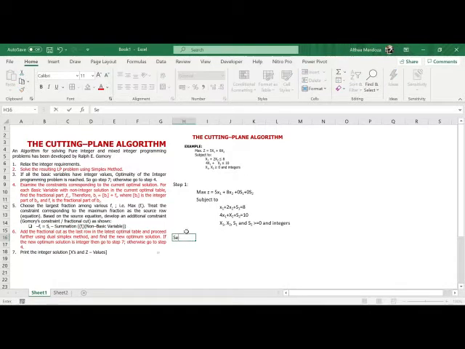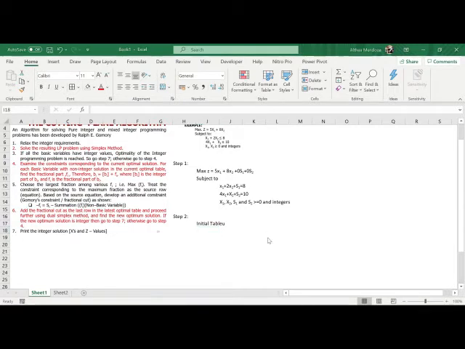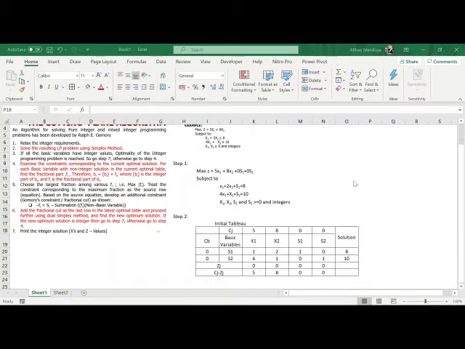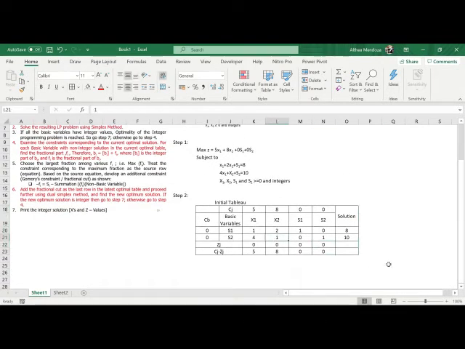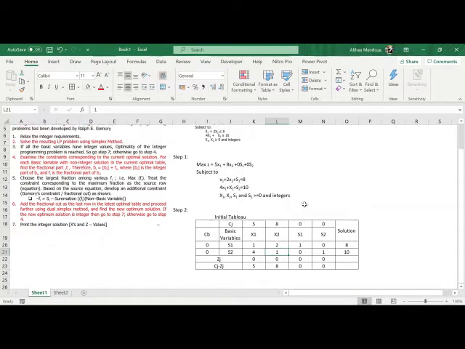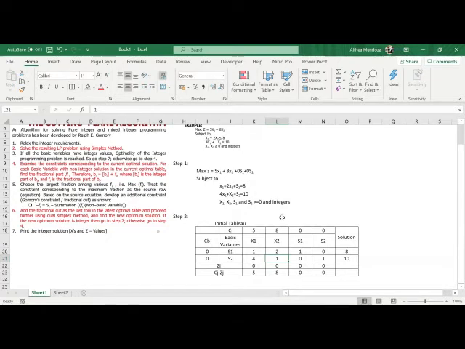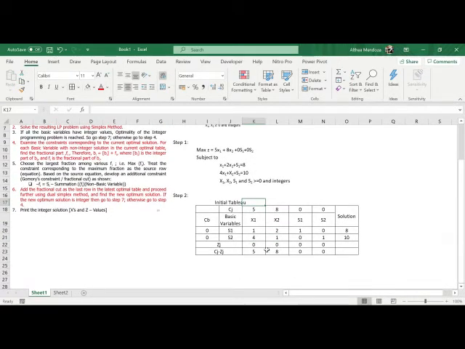Step 2 is to solve using the simplex method. So we'll have the initial tableau. Let me just pause the video and I'll be back with the full initial tableau. Okay, so I'm back. Here is your initial tableau. We have here the coefficients from our relaxed example, so you just input those here.